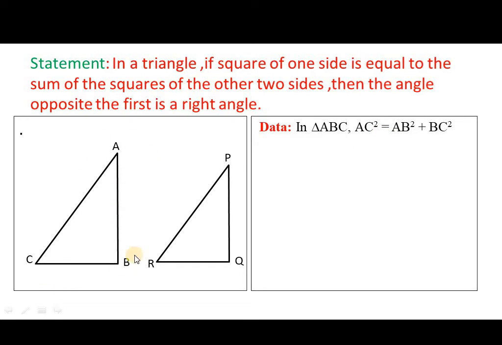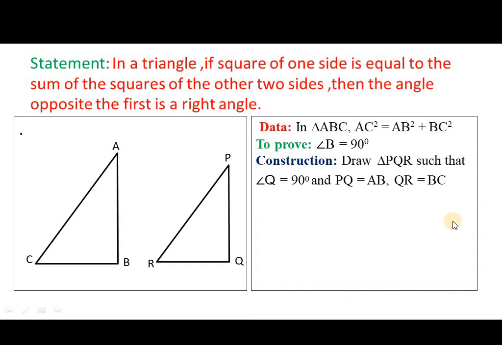So we have to prove this triangle is a right angle triangle. We have to prove angle B is equal to 90 degrees. If AC square is equal to AB square plus BC square, then definitely in that triangle one of the angles is 90 degrees. That angle is B. B is equal to 90 degrees.